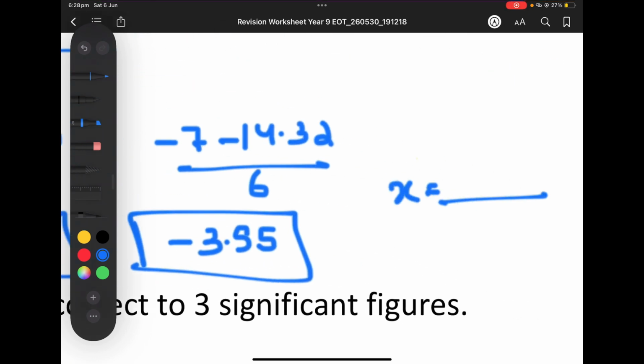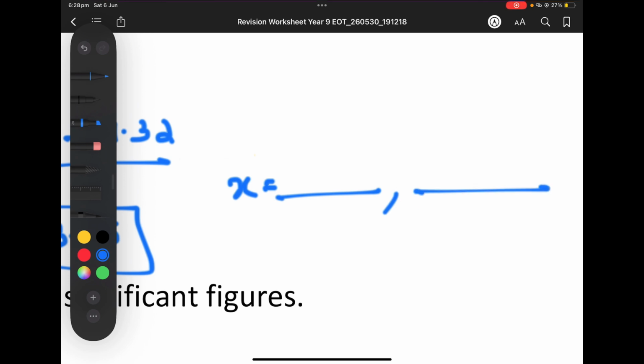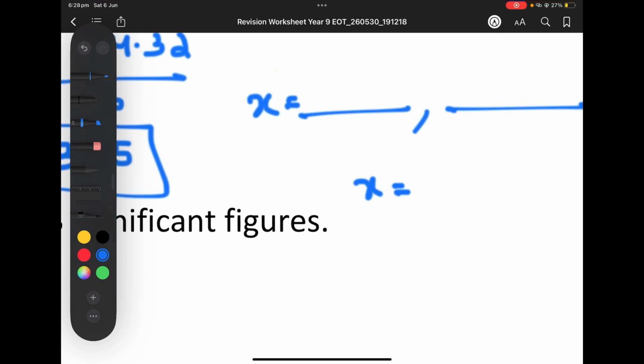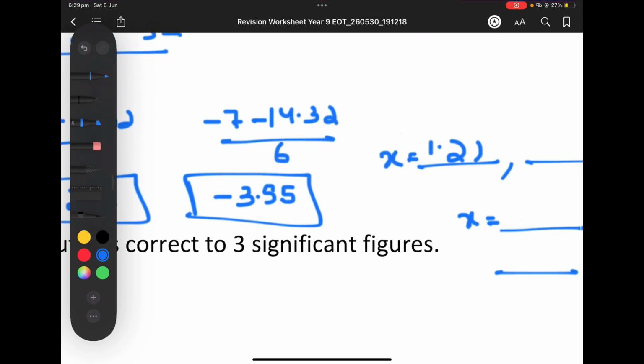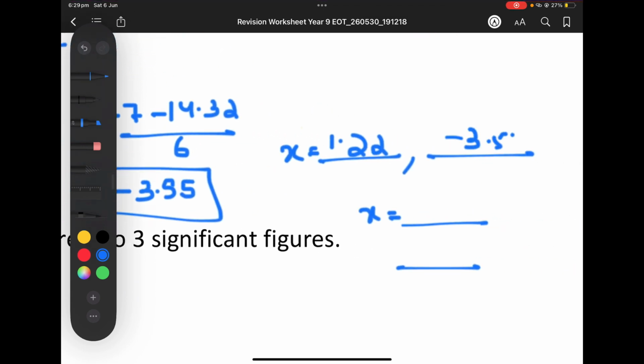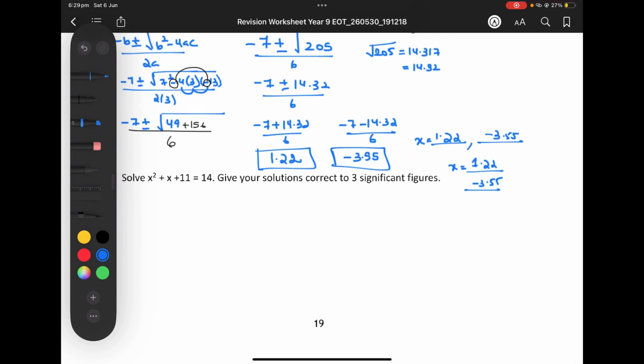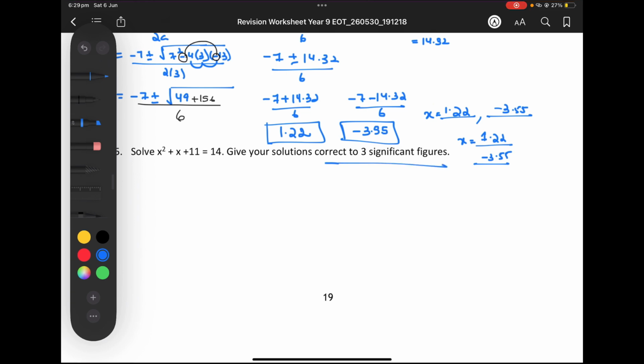X is equal to dash, comma dash, or they'll give it as x is equal to dash and dash. Then what do you do? Copy these values there: 1.22 and minus 3.55. If it is given like this, you write 1.22 and minus 3.55. Okay. Again, give it to three significant figures. The same way you're going to do.